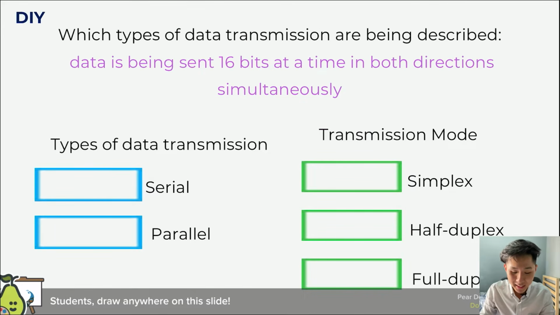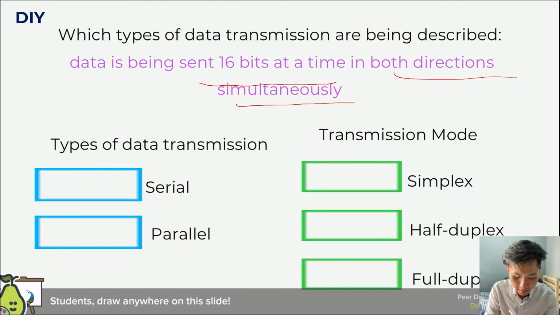What if they said data is being sent 16 bits at the same time? At a particular time, 16 bits are sent, and in both directions simultaneously. Simultaneous means that data is being sent at the same time. So it will be parallel data transmission because multiple bits are sent at the same time, and full duplex. It sends in two directions at the same time.